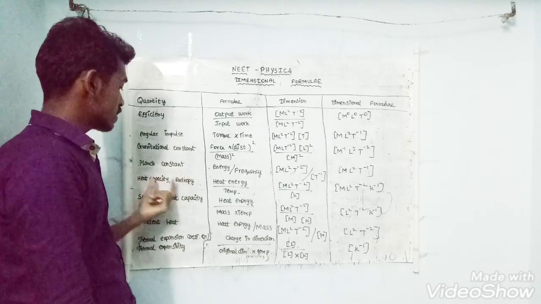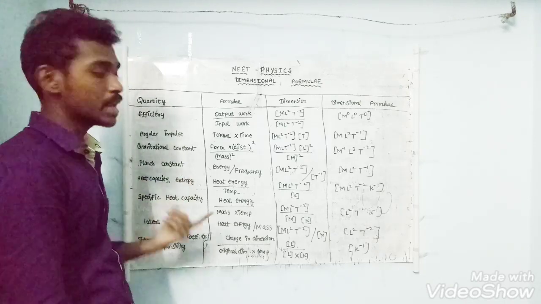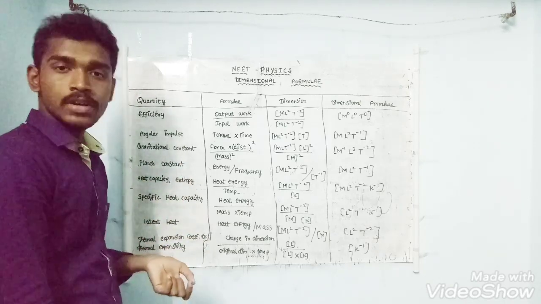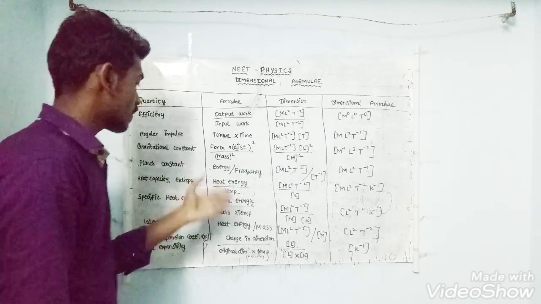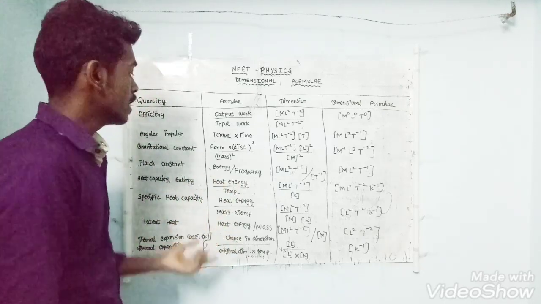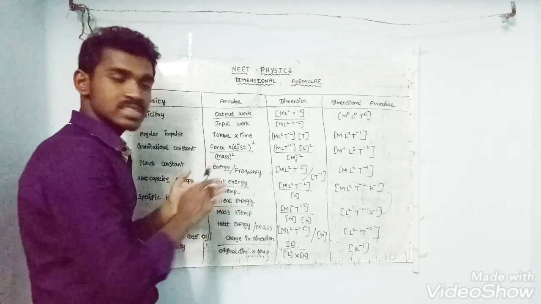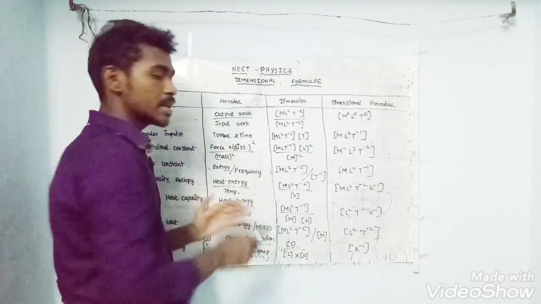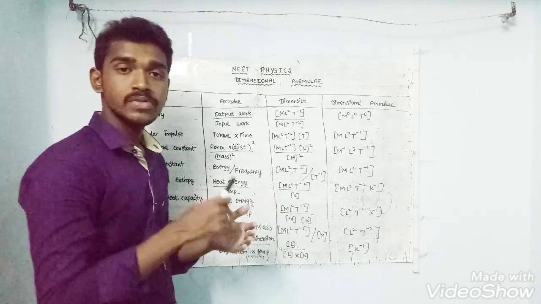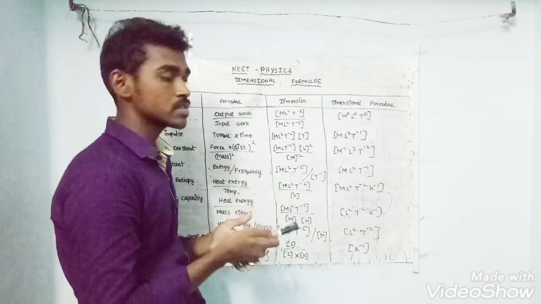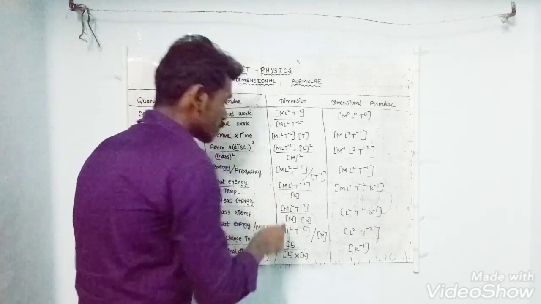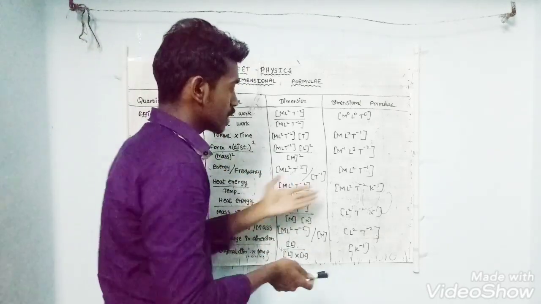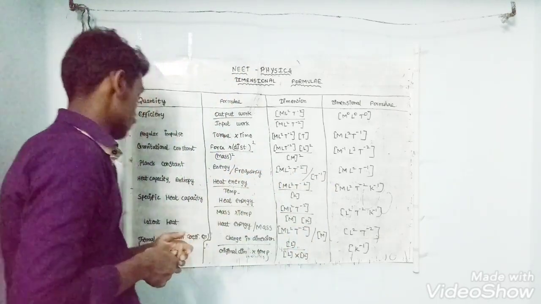Heat capacity and entropy have the same dimensional formula. For heat capacity and entropy, the general formula is heat energy by temperature. Heat energy is basically energy, so you have to keep it in mind. ML²T⁻² by temperature, which is Kelvin. So the dimension of temperature is K. ML²T⁻² by K; whenever K comes in the denominator, it is ML²T⁻²K⁻¹.